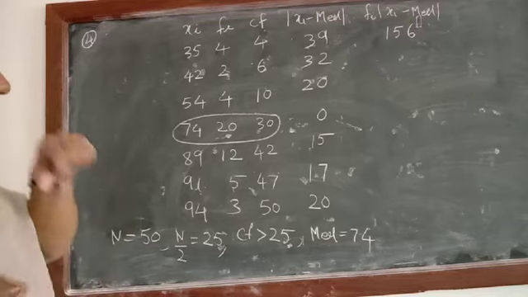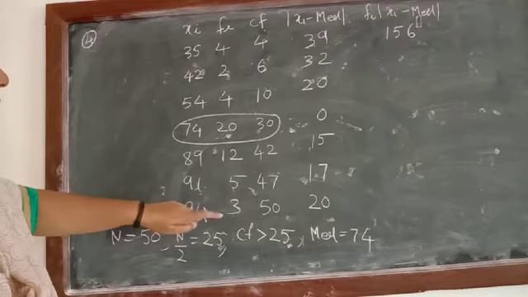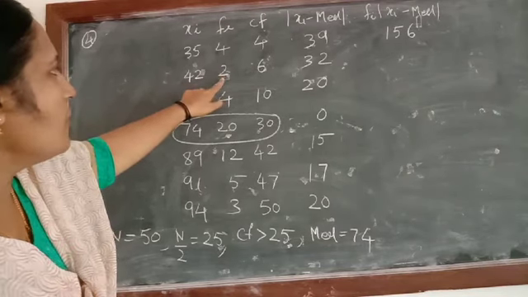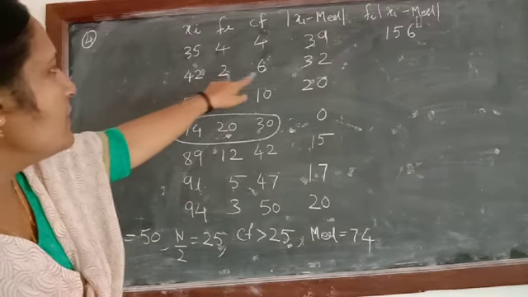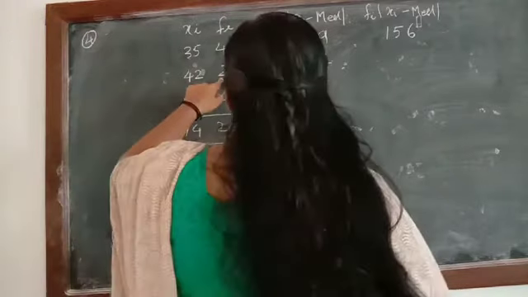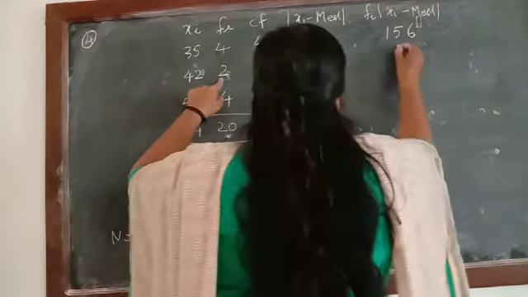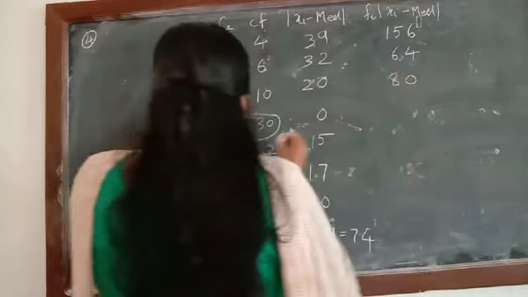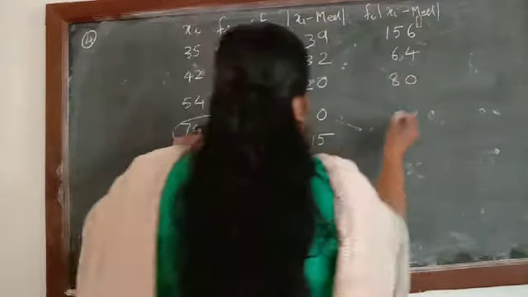So just check here, then 42 in our frequency is 4. So 4 into 32, and in the third frequency here we have 2. So 32 into 2 is 64. Then 20 into 4, 80. Then 20 into 0, 0. Then 20 into 15: 15 2s are 30, carry over 3, 15 1s are 15 plus 3, 18. Then 17 5s are 85. And 20 into 3, 60.